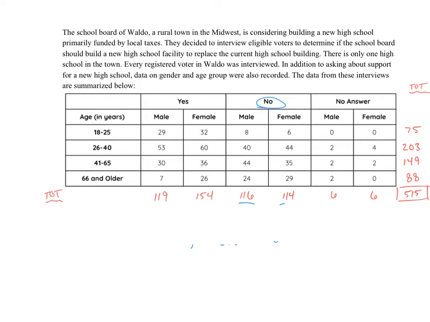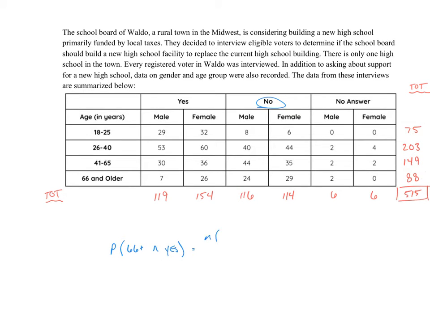What is the probability that a registered voter in this town is 66 and older and said yes? So what's the probability that a person is 66 and older and said yes? All right, so this is slightly more complicated, and this is an intersection question. We're now using "and." So what's the probability that I find someone who's 66 and older and, so I'm going to use my intersection symbol here, said yes?